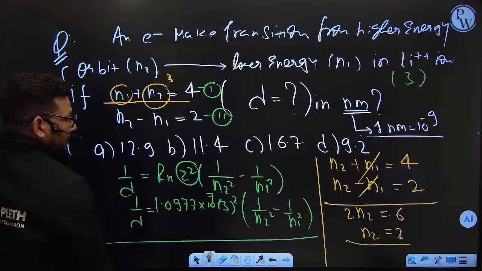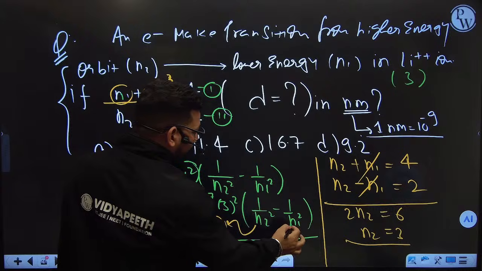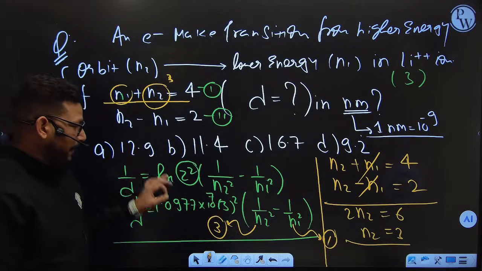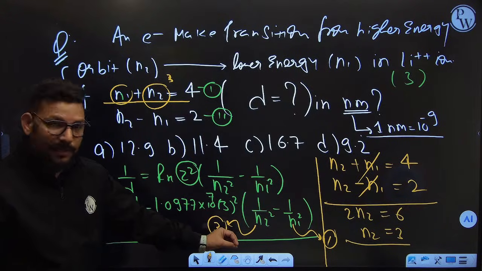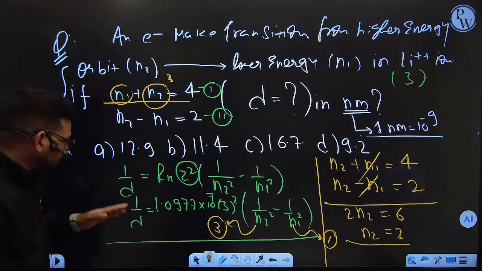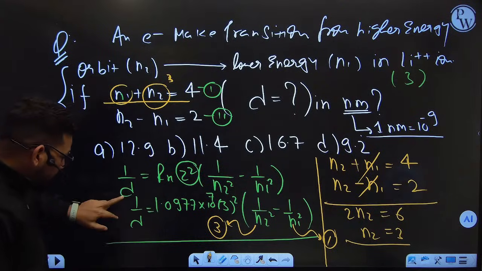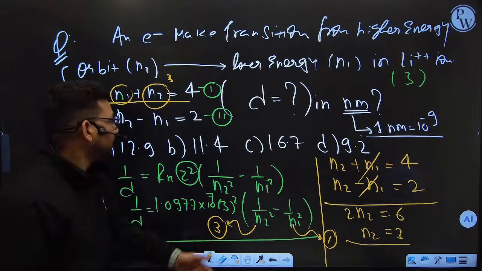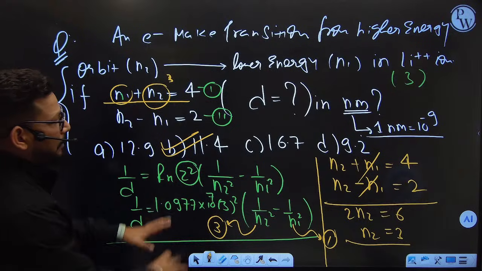Correct? So put the value of n2 here: n2 equals 3 and n1 is 1. Now how you solve this problem depends on you, because it is a simple mathematical problem. You have to do one thing: you are calculating 1 by lambda, but I need lambda, so you have to reverse it. That's it. After the calculation, if you reverse this data, you will get the option 11.4. Done.